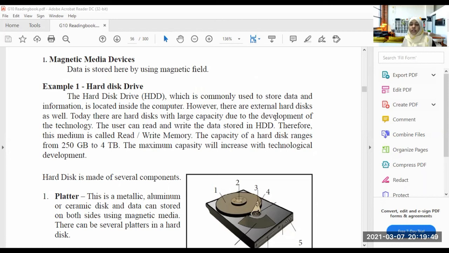The user can read or write. The capacity of hard disk ranges from 250 GB to 4 TB. The maximum capacity will increase with technological development, and these capacities might change when the technology develops. Okay, right.